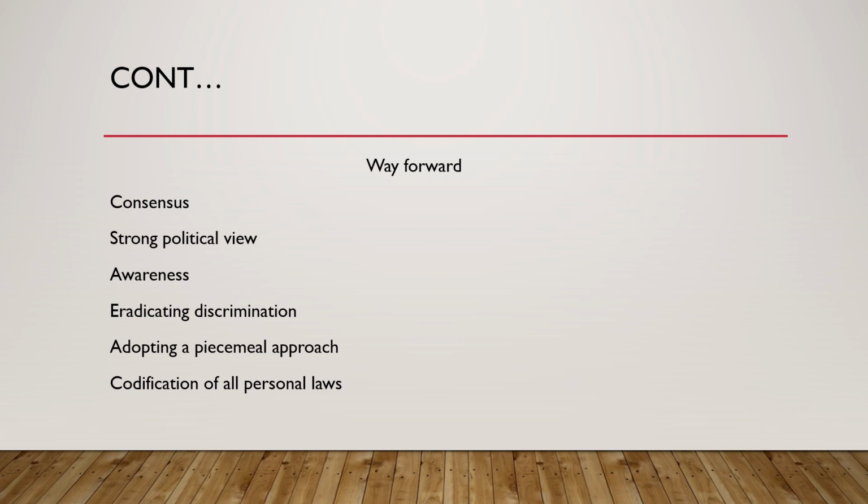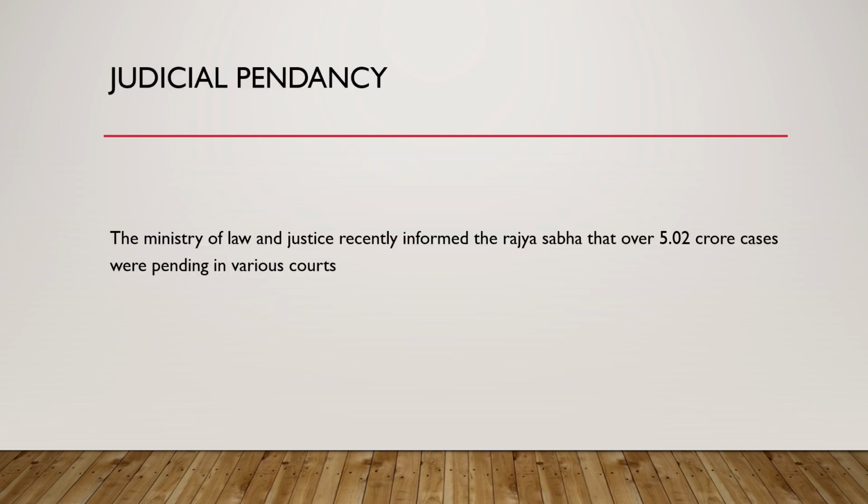It is about judicial pendency. So why was it in the news? Let us see that. The Ministry of Law and Justice recently informed the Rajya Sabha that over 5.02 crore cases were pending in various courts. It is not a joke, 5.02 crore cases are pending in various courts. So let us see what the reasons for the pendency of cases are, and what is judicial pendency?